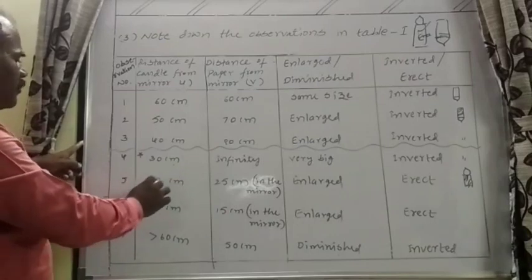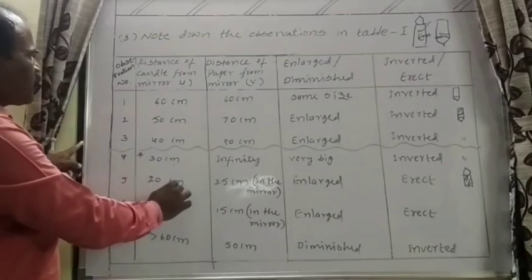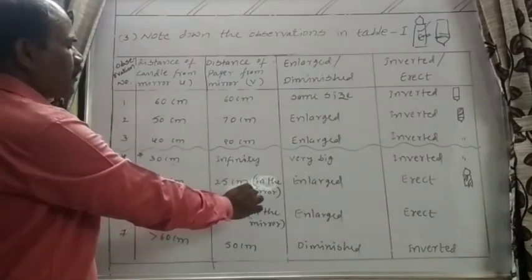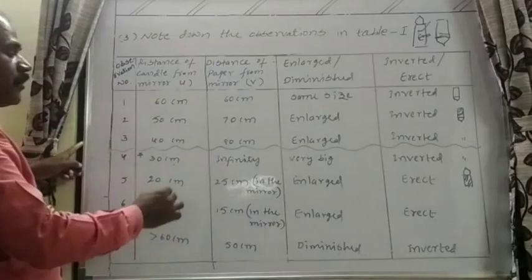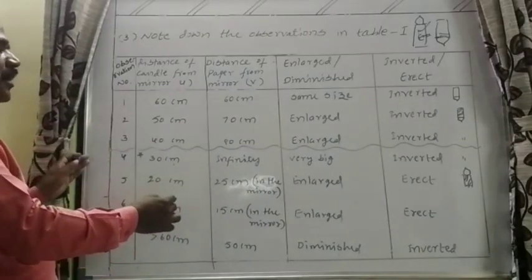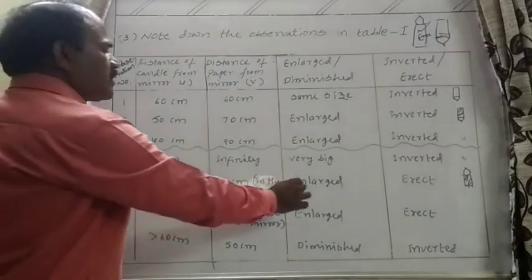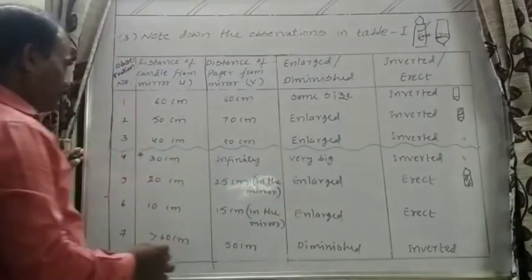Here, the object is placed 20 centimeters from the mirror. The image is formed 25 centimeters from the mirror. In the mirror means the image is formed at the backside of the mirror. The image is enlarged and erect.